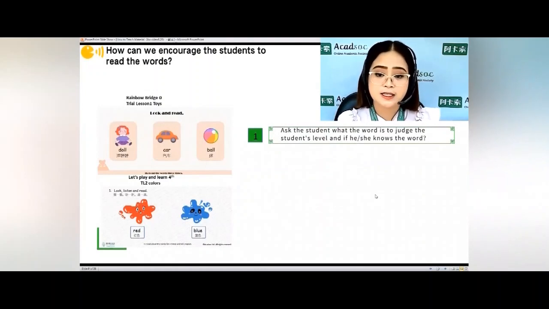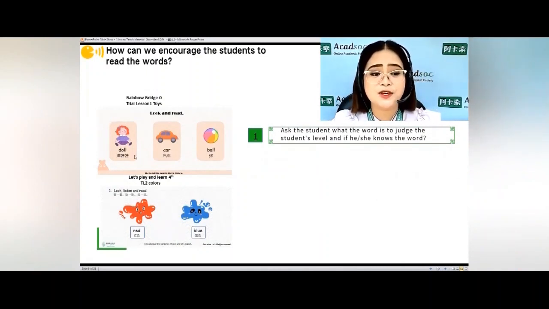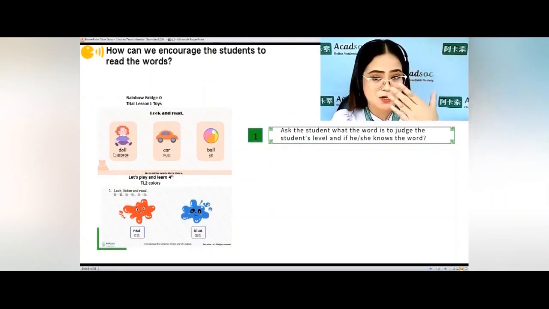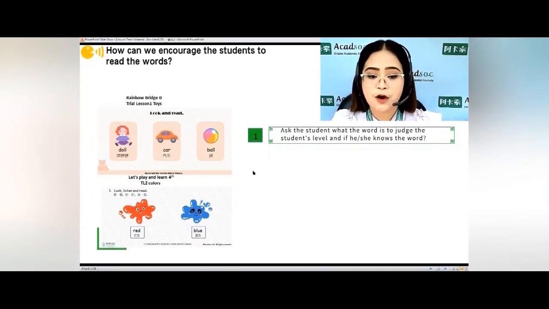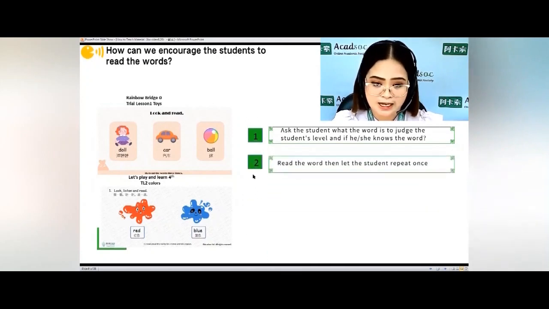First is ask the student what the word is to judge the student's level and if he or she knows the word. Say for example this one: I want you, Lily, to look at this picture. Now, say for example, I'm the teacher and you are my student. So, Lily, look at the first picture. It is a, and if your student would not answer you, that means the student doesn't know the English word of this picture. Therefore, you would need to do the second one.